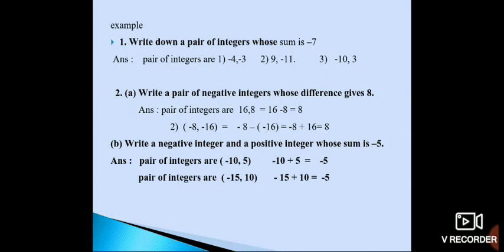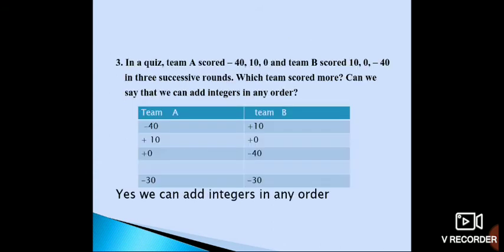Next, B. Write a negative integer and a positive integer whose sum is minus 5. Here I have written two pairs. The pair of integers are minus 10 and 5. Minus 10 plus 5 is equal to minus 5. Another pair, minus 15 plus 10. Minus 15 plus 10 is equal to minus 5.